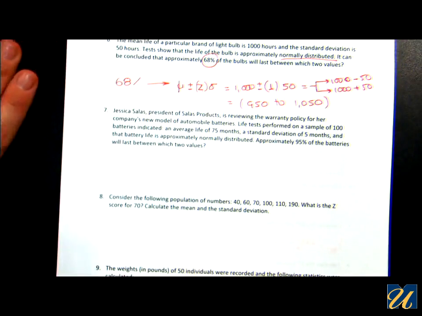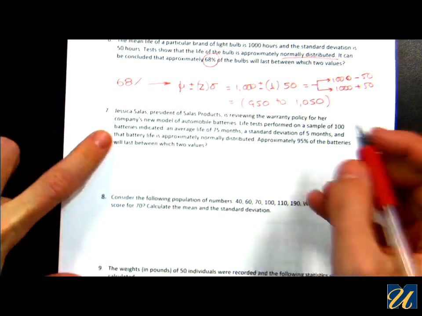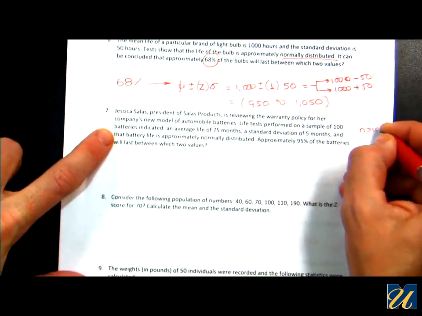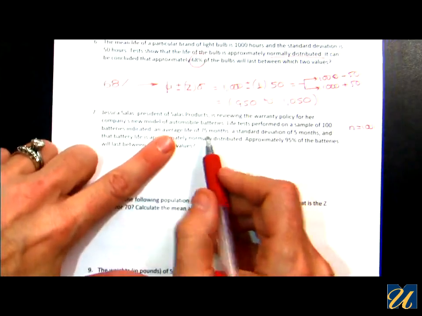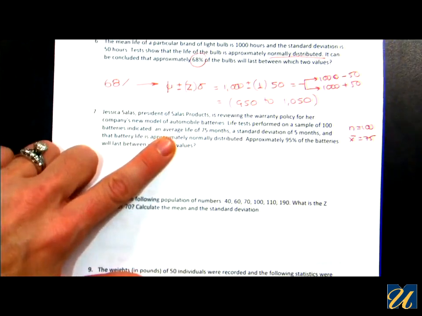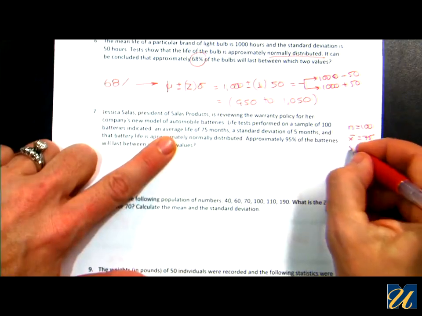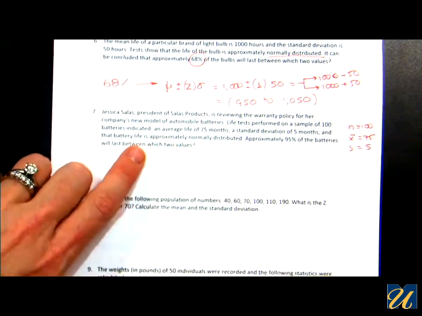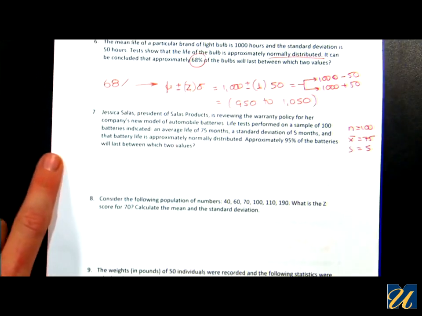Jessica Salas, president of Salas Products, is reviewing the warranty policy for her company's new model of automobile batteries. Life test performed on a sample of 100 batteries. So that means that n is equal to 100, indicated an average life of 75, a standard deviation of 5, and that the battery life is approximately normally distributed.